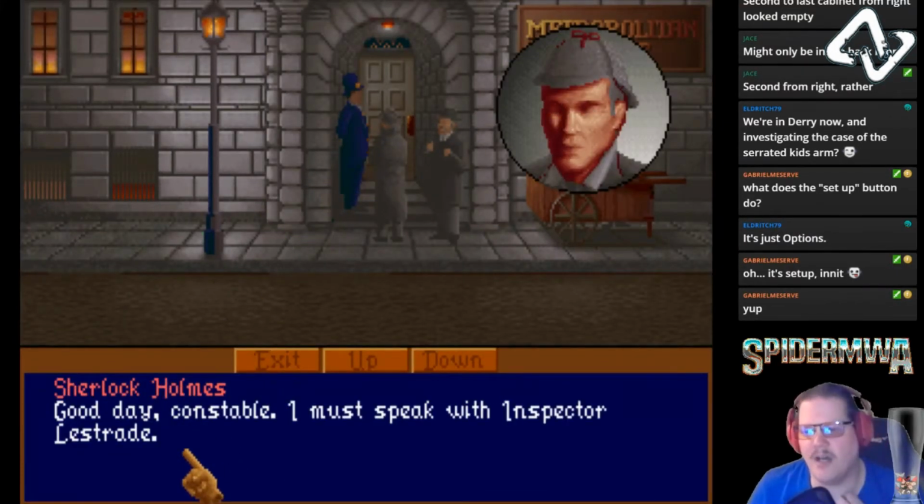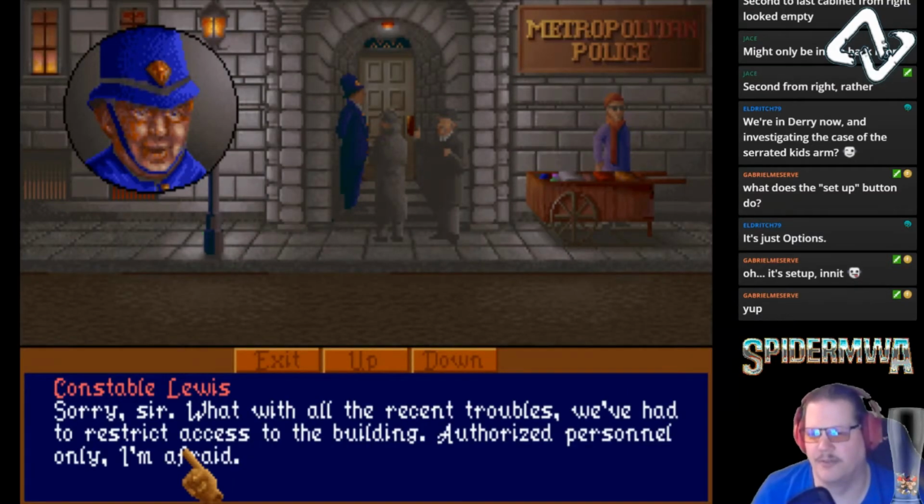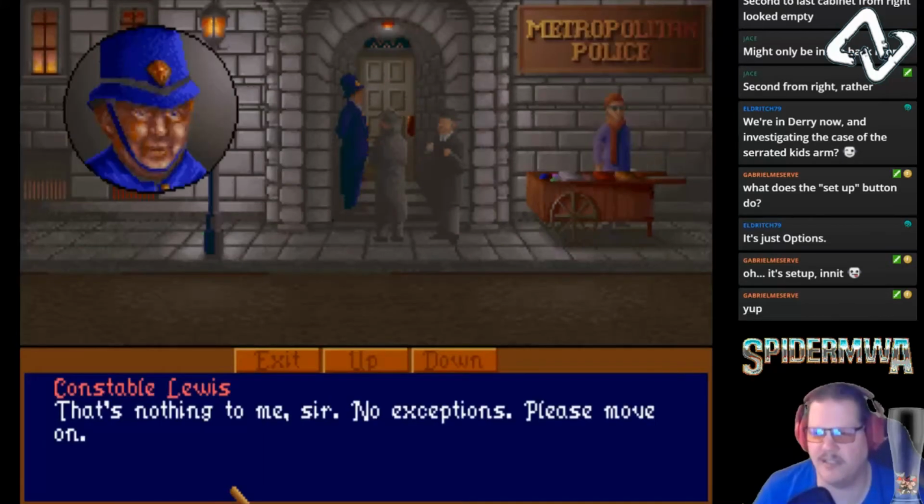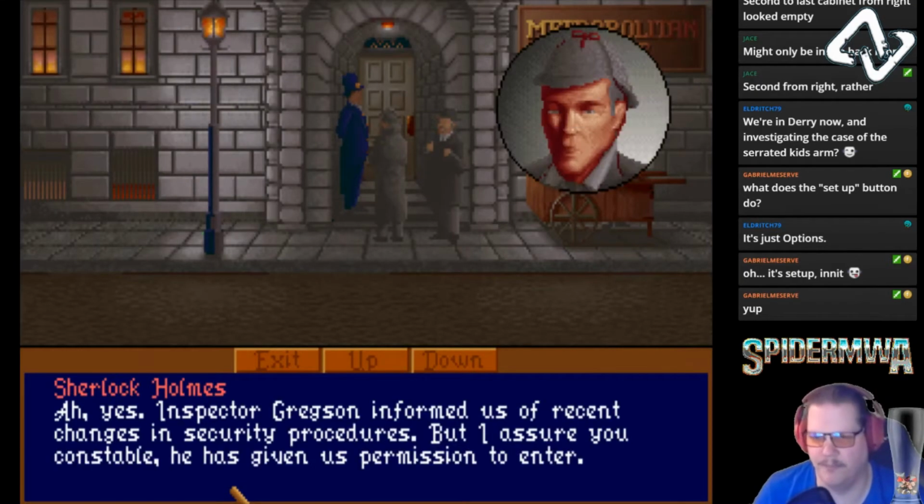Good day, Constable. I must speak with Inspector Lestrade. Sorry, sir. What with all the recent troubles, we've had to restrict access to the building. Authorized personnel only, I'm afraid. But this is Mr. Sherlock Holmes, the famous consulting detective. So you may, sir, but no exceptions. So please move on.